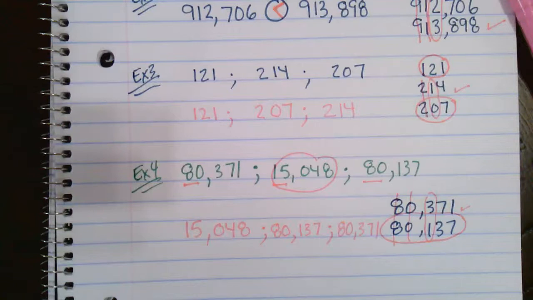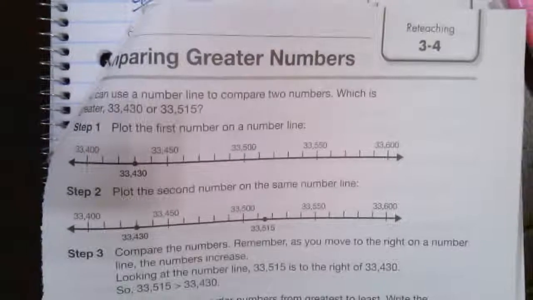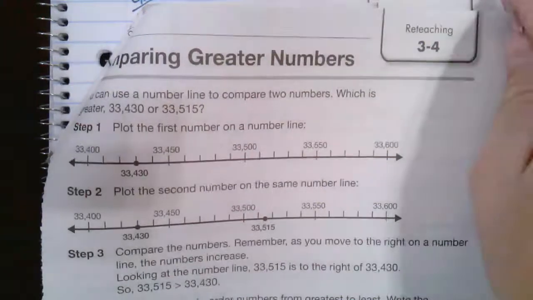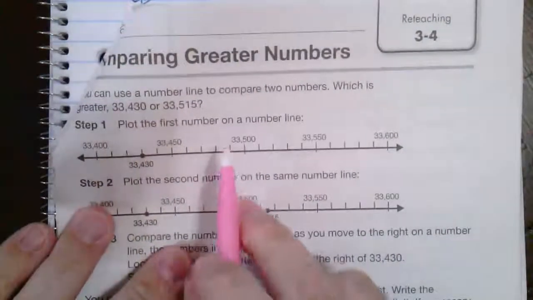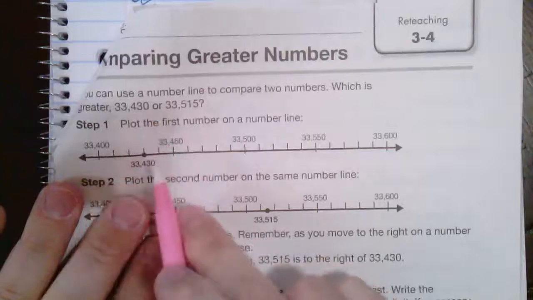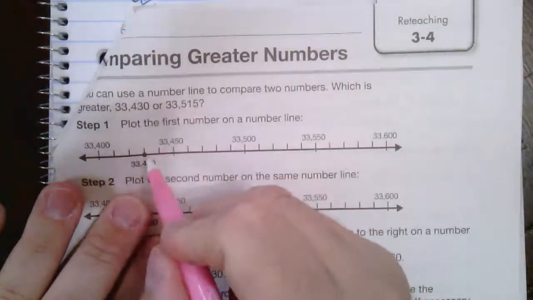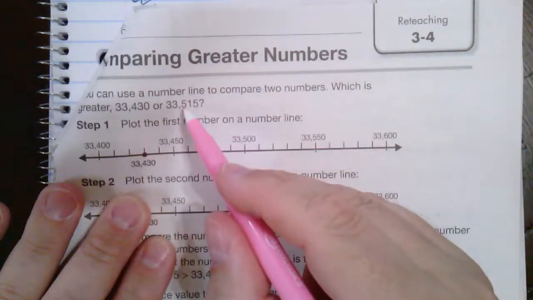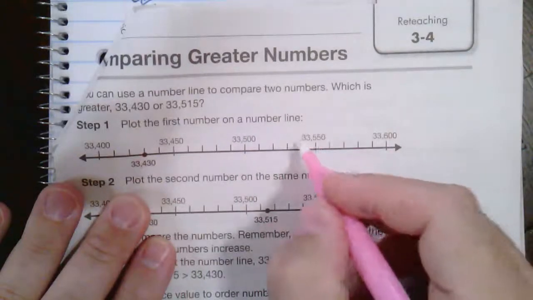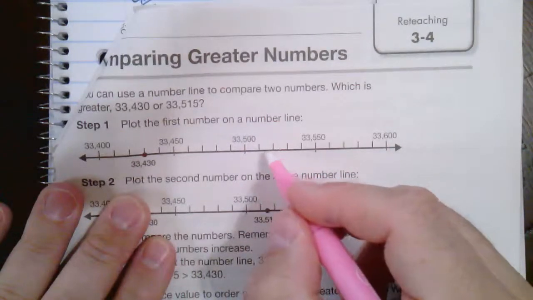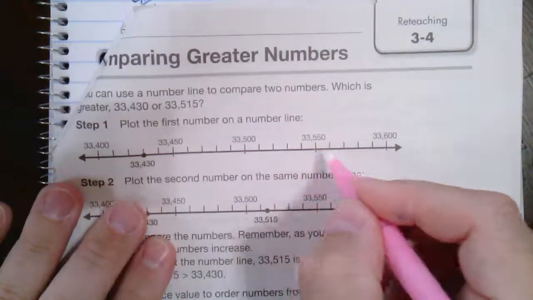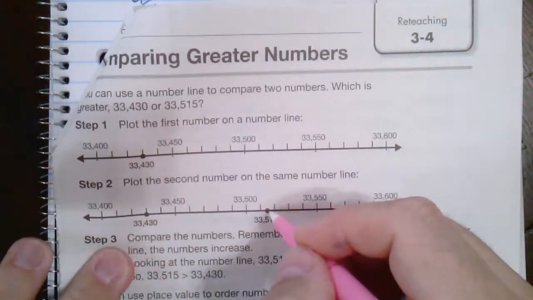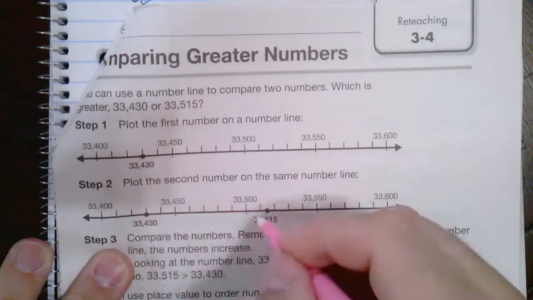So that's what our lesson is really looking at today, is comparing those numbers. So if we look at the assignment, they also give you another tool of using a number line. So they'll want you to plot your numbers onto a number line. So if I have 30,430, so I go 30,430, which is right here. And then the second number is 33,515. So that's 33,500. And so we have 10, 20, 30, 40, 50. 15 is going to fall kind of in the middle. So you can see where the 2 points get plotted.